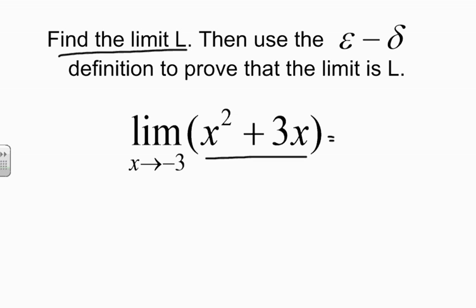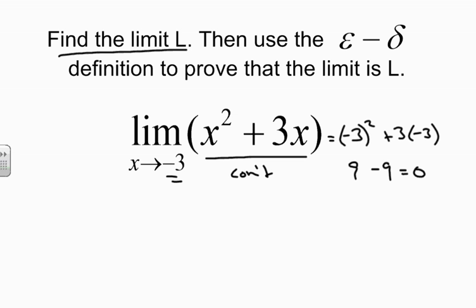So as we approach -3 from the right and left side, since this is continuous, we know that the value of the function and the limit will equal the same thing. So that means when I plug in -3 into here, that will give us our limit. So we have 9, and that's going to turn into minus 9, and then we have 0. So our limit is going to equal 0.